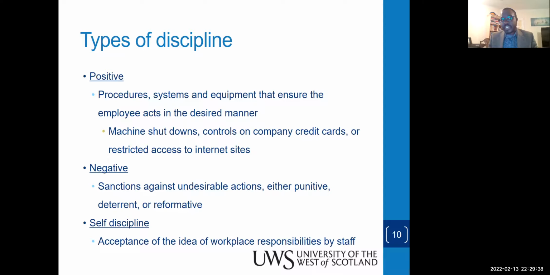Then we have the negative discipline, where we see them as punishment. So where we're talking of sanctioning undesirable actions, it could be punitive, deterrent, or reformative. In terms of punitive, that's where we are punishing you for an offense. You've committed an offense, so we punish you. But deterrent helps others. It sends a warning signal to your colleagues: don't go this way, you'll find yourself in deep waters, in hot trouble. And then reformative is more like reforming you, bringing you back on track.